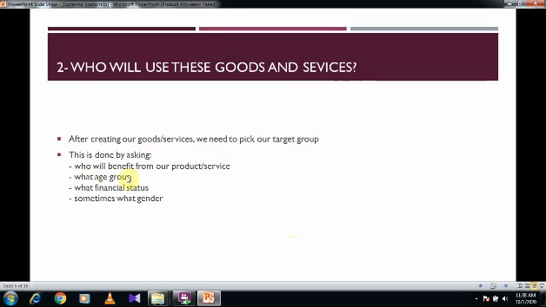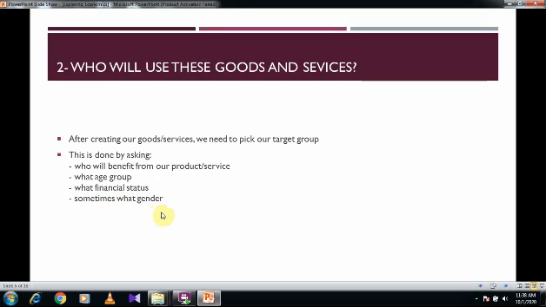What age group would it be? Is it adults? Is it kids? Is it toddlers? Is it teenagers? What financial status? Am I targeting the elite people, the very wealthy people of the society? Am I targeting everyone, the normal average customer with any kind of money? What gender? Sometimes our goods are targeted to a specific gender, whether it's males or females.